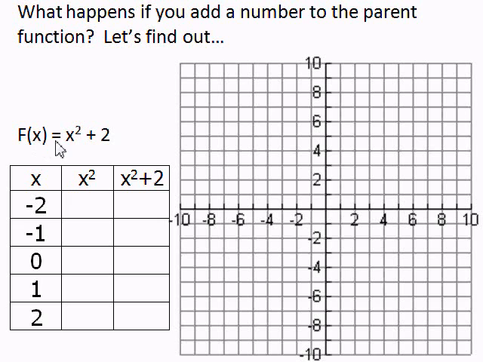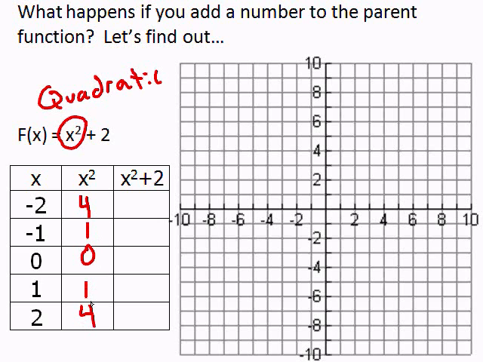Suppose f of x is equal to x squared plus 2. What we've done is we've taken the parent quadratic function, x squared, and we've added 2 to x squared. Let's go ahead and fill out the table for our parent before we add the 2. 4, 1, 0, 1, and 4.